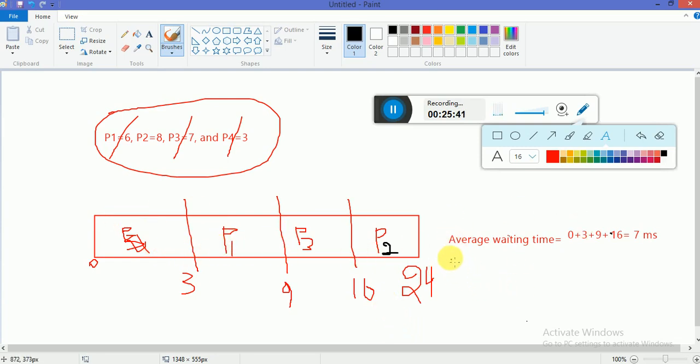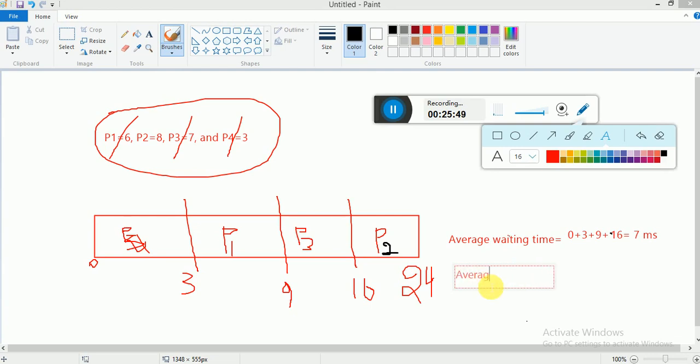So the average turnaround time is the average turnaround time. This is the shortcut for turnaround time. So starting from this point, you need to sum up all these: 0 plus 3 plus 9 plus 16 plus 24. I am calculating on my mobile phone. 3 plus 9 plus 16 plus 24 is equal to 52, so 52 divided by 4, you will get 13.